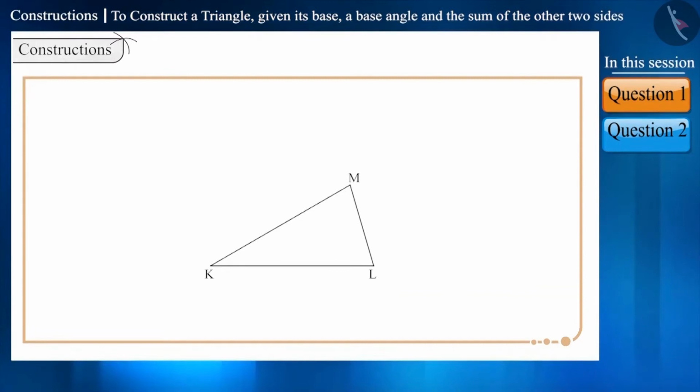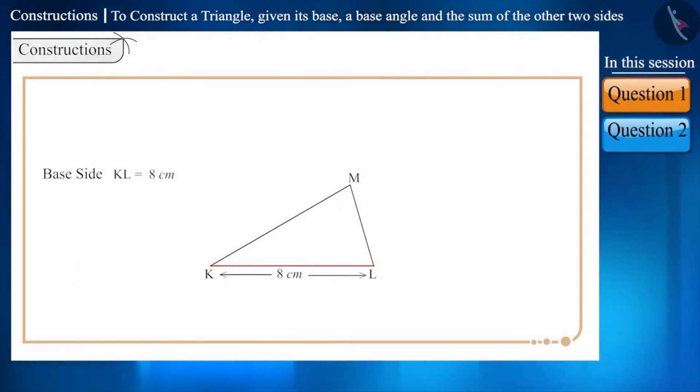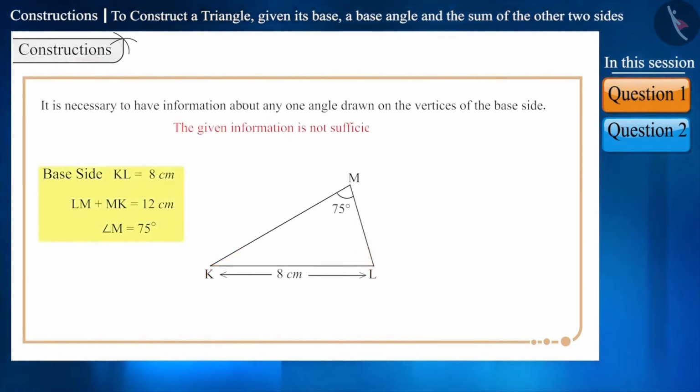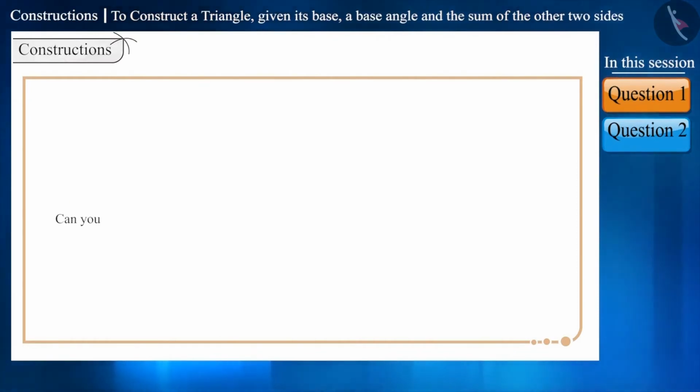For example, in triangle KLM, if you are given the length of side KL as 8 cm and the sum of sides LM and MK as 12 cm, but we are not given the measure of angle K or angle L. Instead, we are given the measure of angle M as 75 degree. Then can you construct such a triangle? As we have seen, it is necessary to have information about any one angle drawn on the vertices of the base side. Therefore, the given information is not sufficient. Can you construct such a triangle where the sum of the two sides is smaller than the third side?